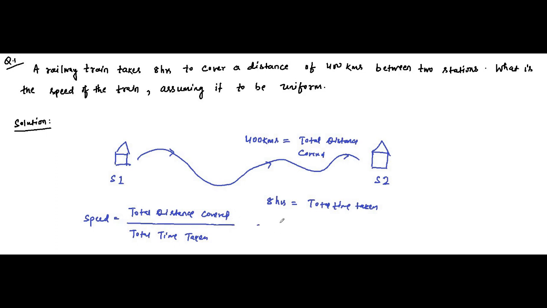So here total distance 400 kilometer, time 8 hours. So this is how much? 50 kilometer per hour. This is one way of expressing it.